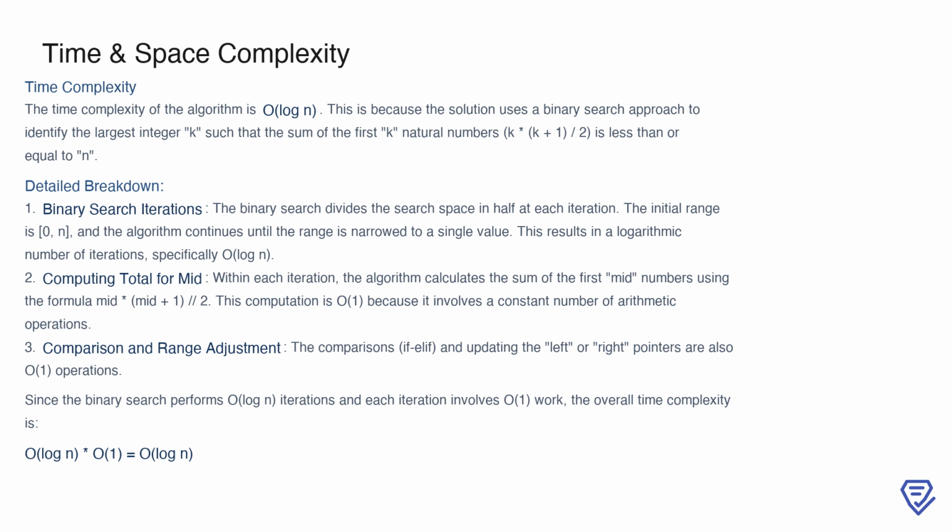Within each iteration, we calculate the sum of the first mid natural numbers using the formula mid * (mid + 1) // 2. Since this calculation involves only constant time arithmetic operations, it has a time complexity of O(1). Additionally, the comparisons and adjustments to the left and right pointers, which guide the binary search, are also O(1). When we combine the O(log n) iterations with the O(1) operations within each iteration, the overall time complexity of the algorithm becomes O(log n).